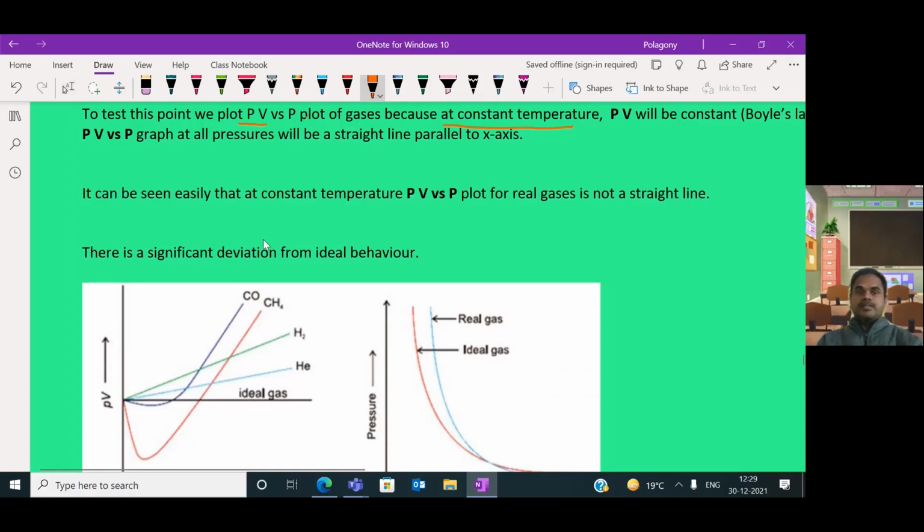It can be seen easily that at constant temperature, the PV versus P plot for a real gas is not a straight line. So the graph PV versus P for real gases is not a straight line. There is a significant deviation from ideal behavior.